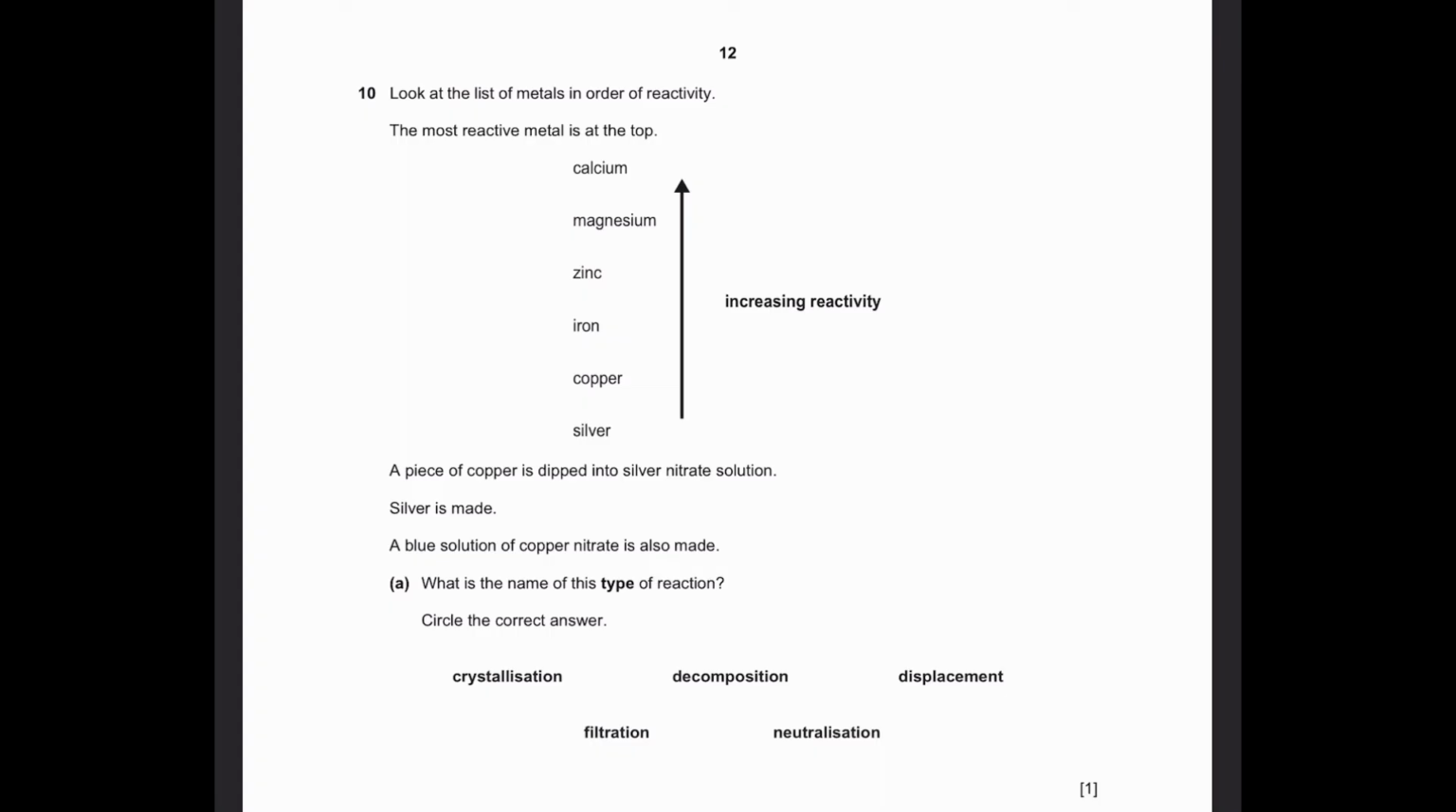Look at the list of metals in order of reactivity. The most reactive metal is at the top. A piece of copper is dipped into silver nitrate solution. Silver is made. A blue solution of copper nitrate is also made. A. What's the name of this type of reaction? Circle the correct answer. We can see that when copper is dipped into silver nitrate, it displaces the silver and it makes copper nitrate, and then the silver comes out. So this is called displacement reaction.